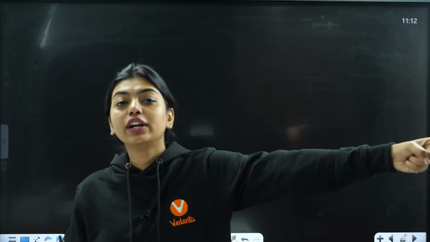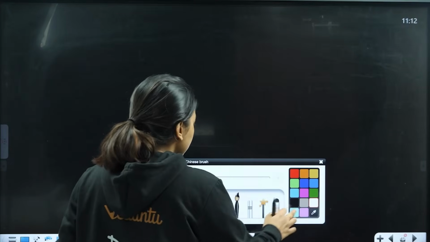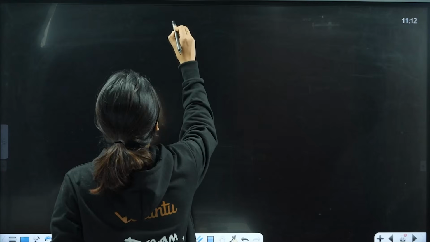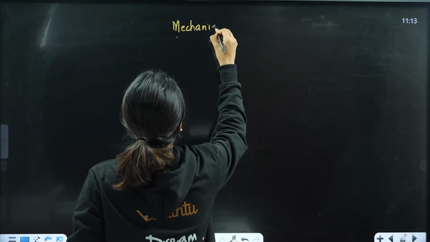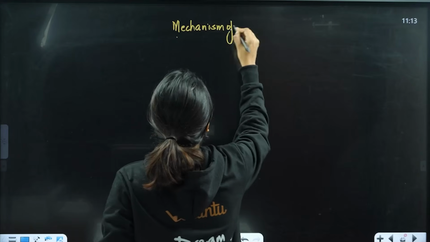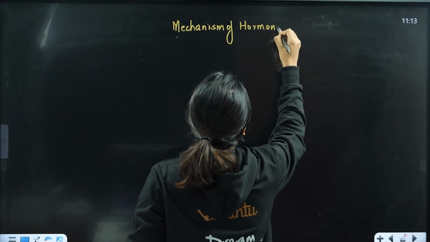complex. Otherwise I send the message to a secondary messenger, and that secondary messenger will go and do the physiological process. You will understand it, don't worry. So basically you should understand what this is called, the mechanism of hormones. Hormones. Okay.